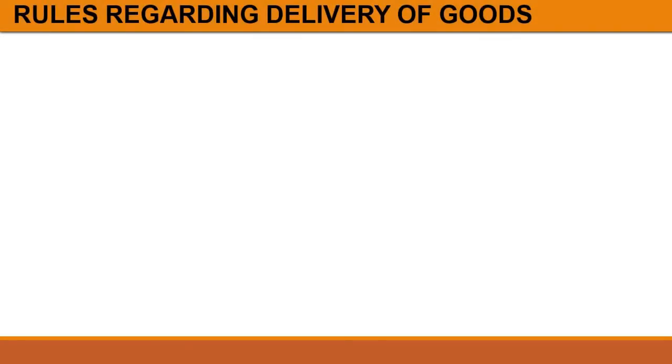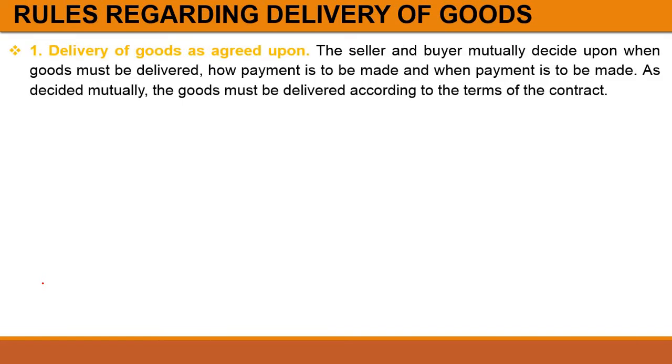Hello everyone. In this video we will discuss the rules of delivery. Whenever the goods are delivered from the seller to the buyer, various rules are applied, and these rules are discussed in this video one by one. The first one is delivery of the goods as agreed upon.